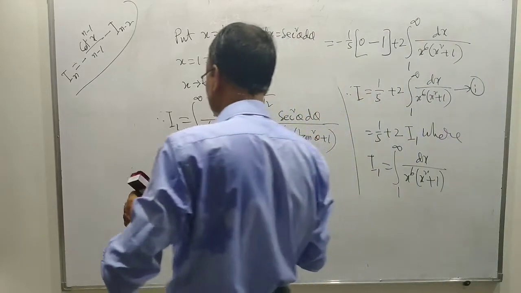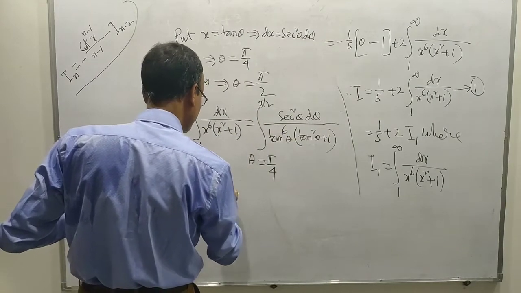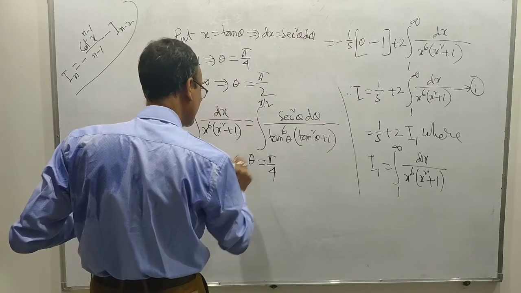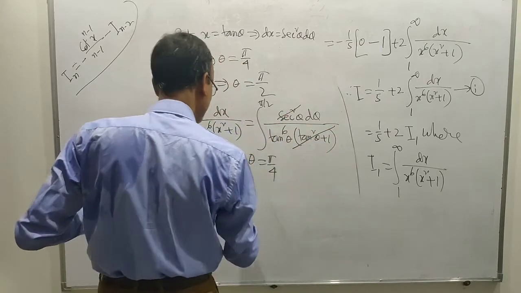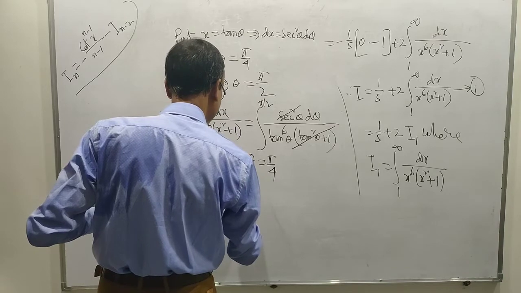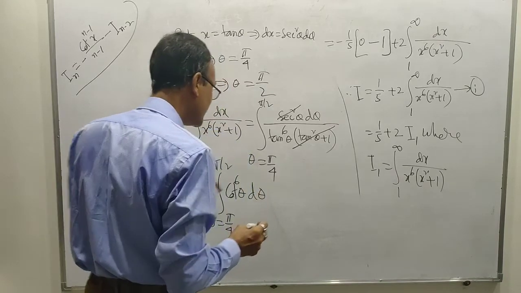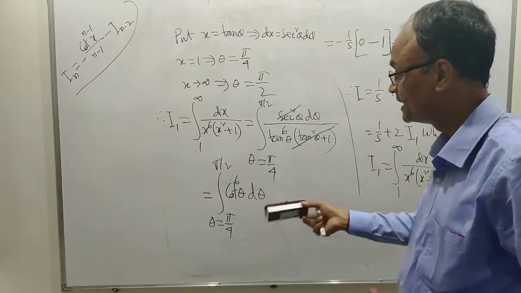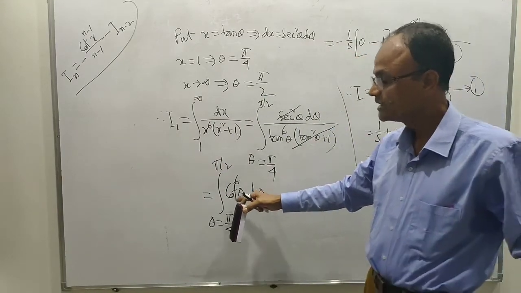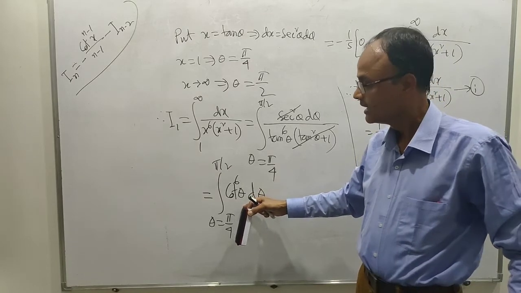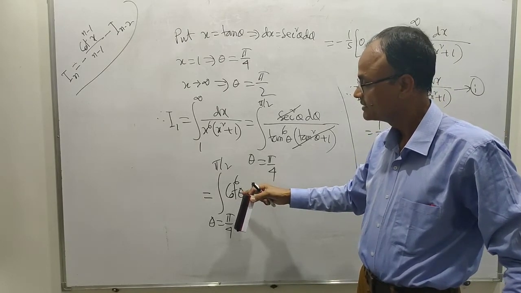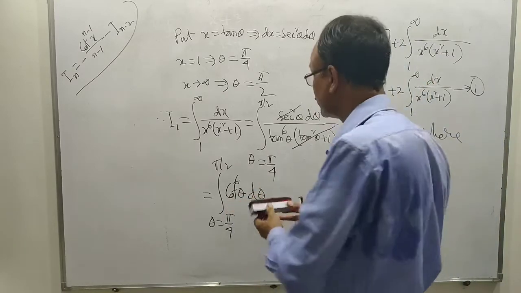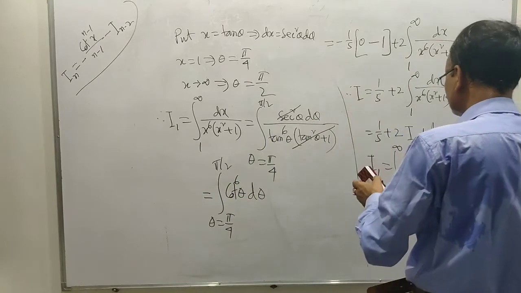This is equal to integration theta equal to pi by 4 to pi by 2. These two terms will be cancelled. It will be cot to the power 6 theta d theta. Thus, you see, now we will apply the reduction formula for integration cot to the power n x dx.